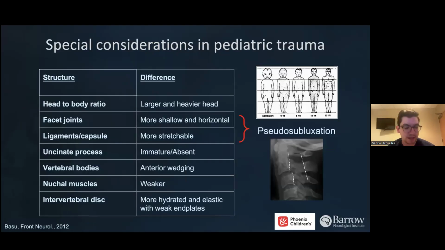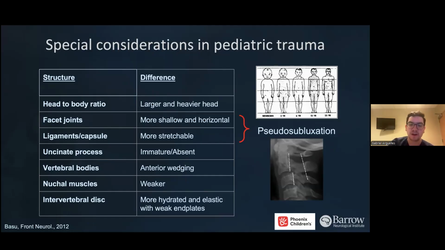So here are the big differences between children and adults anatomically that predispose them to cervical spine injuries. Children have a higher head to body ratio. Their heads are a lot larger relative to their body. There's a nice image on the right depicting that. That becomes less and less true the older they get.